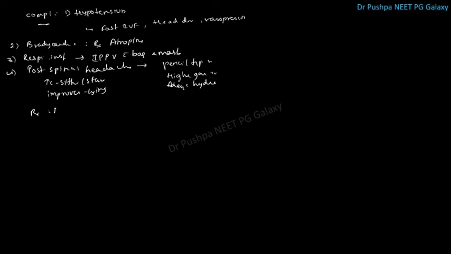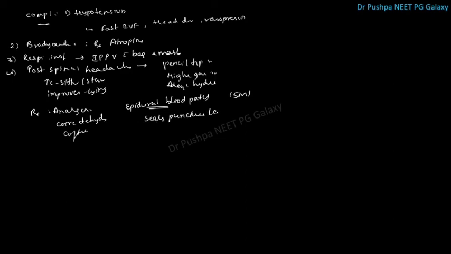So what is the treatment? We can give analgesics, correct the dehydration, we can give coffee, and we can give epidural blood patch. What is this epidural blood patch? We will take around 15 ml of blood from antecubital fossa and will inject into epidural space, which seals the puncture site. So there won't be any leakage of CSF. Fifth complication is epidural hematoma. And there can be paralysis of cranial nerves like sixth cranial nerve, which causes diplopia. And there can be backache or rare complication like meningitis.